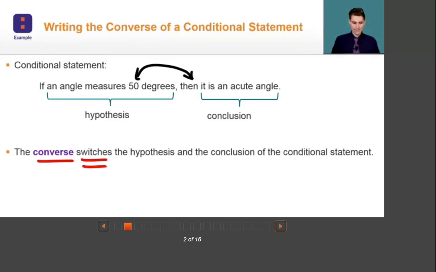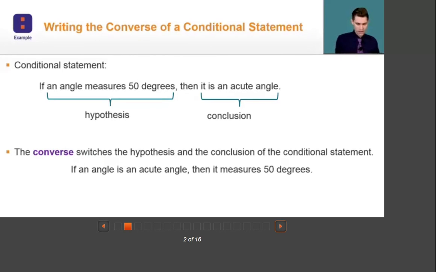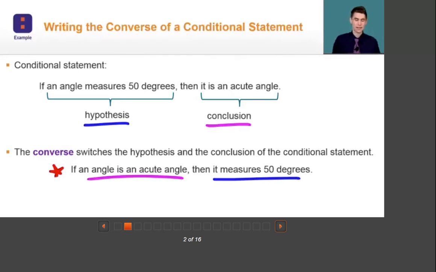Let's take a look at this converse. If an angle is an acute angle, then it measures 50 degrees. Notice that the original hypothesis becomes the conclusion of the converse, and the original conclusion becomes the hypothesis of the converse. Now let's also think about whether or not this is a true statement.